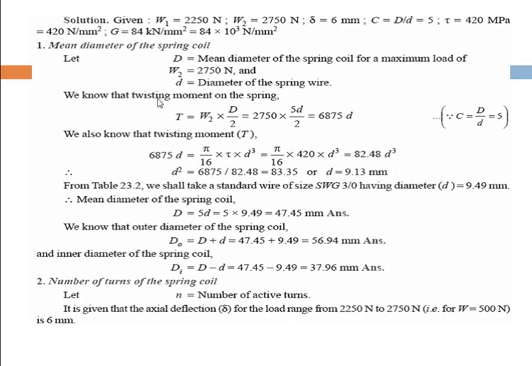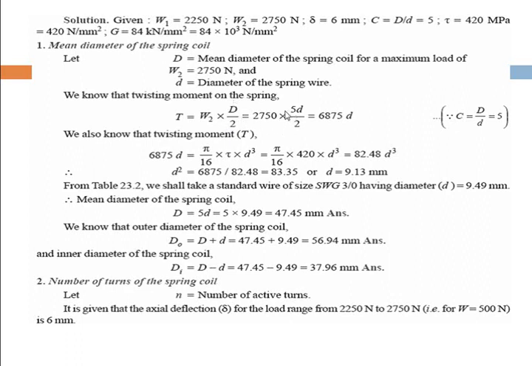We know that twisting moment on the spring, or torque, is equal to load into the distance. T is equal to W. Here we are taking the maximum load, 2750. If the spring can resist this maximum load, the design of the spring will be safe. So based on the maximum load we are designing the spring. Torque is equal to W2 into D by 2.